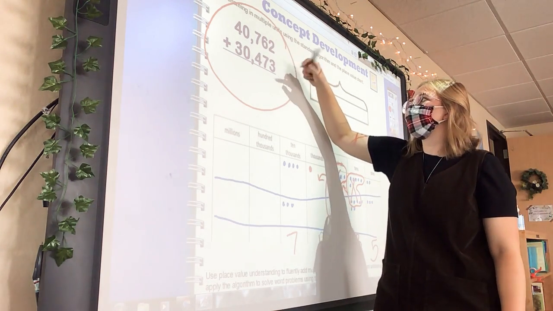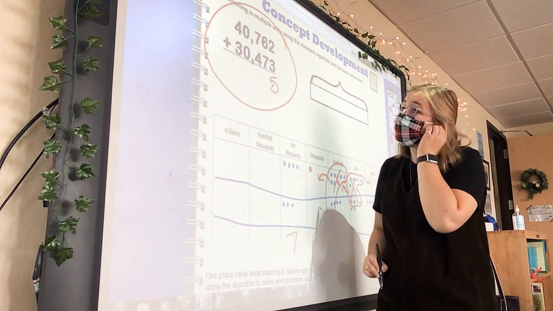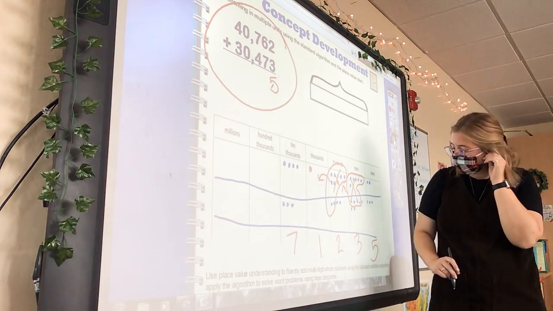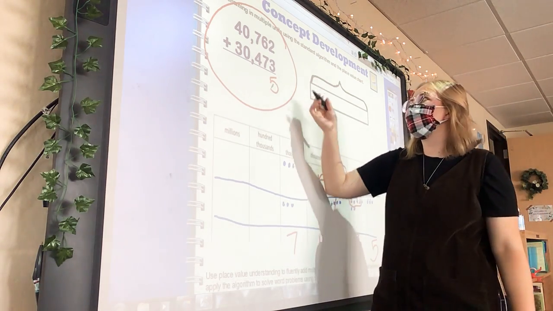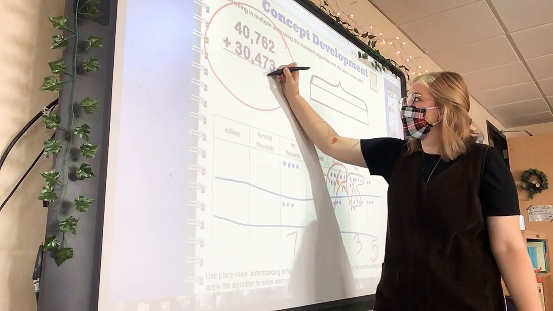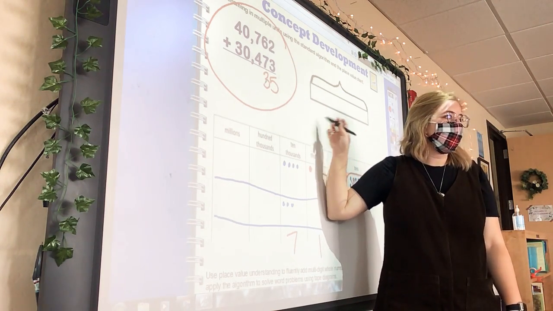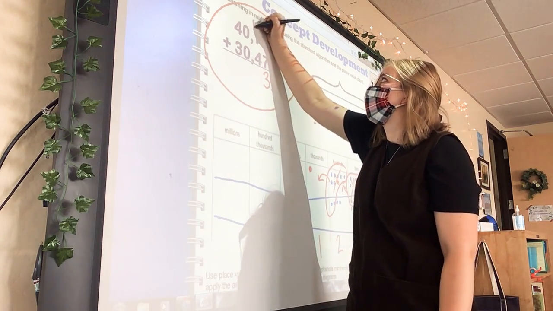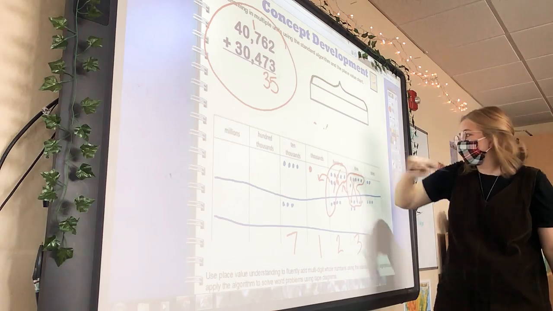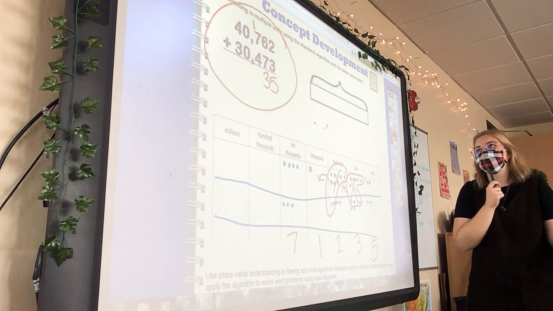So 2 plus 3 gives me what? 5. Write your 5. Okay. 6 plus 7 gives me what? 13. So the 3 comes down. Where does that 1 go? Above the 7. Good. Carry it over above the 7, right? But that's not really a 1. It's how many? It's 10 tens, right? So it becomes 100.